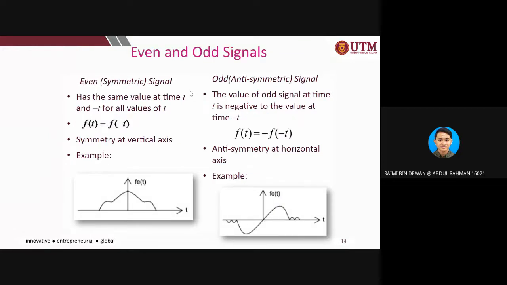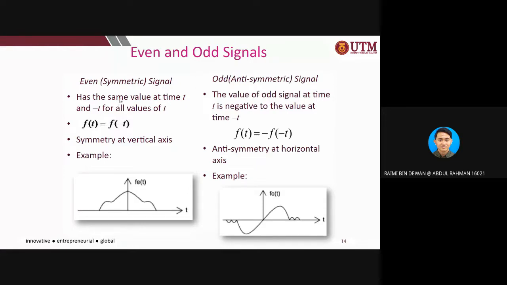Then we go to the next one, even and odd signals. You have even, which is a symmetrical signal, then we have odd, which is an anti-symmetric signal. At this stage, I think it is easy to understand, and even the figure is easy to understand.